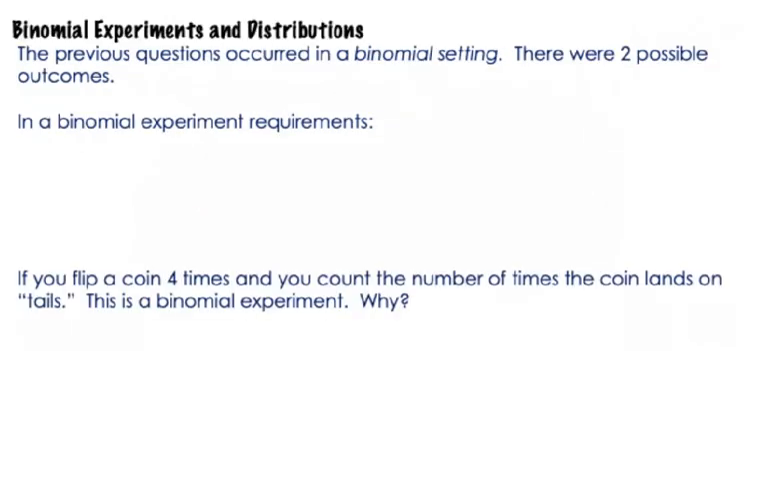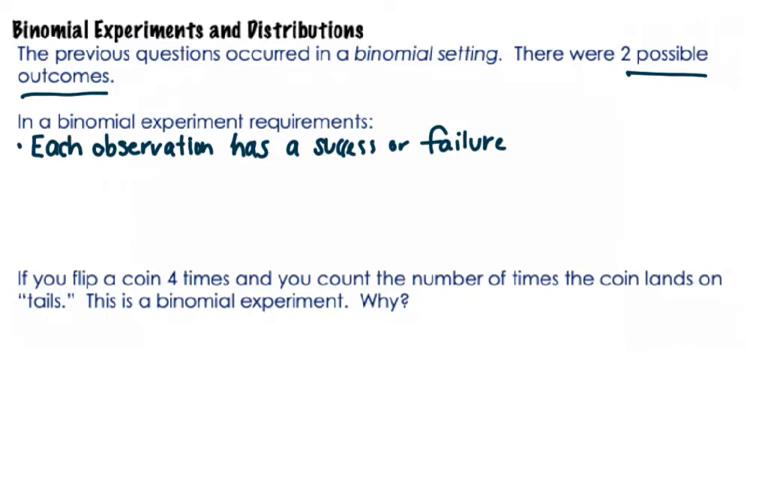Alright, so let's look at what binomial experiments and distributions are. Those two questions that you answered occurred in a binomial setting, which means that there were two possible outcomes. So that's where you're getting binomial from. In a binomial experiment, here are your requirements. Each observation is going to fall into one of two categories. It's either going to be a success or a failure.